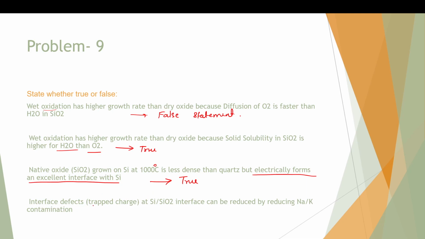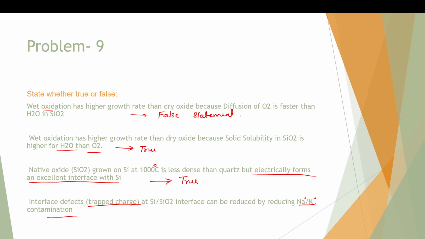Interface defects, that is trapped charge at the silicon dioxide interface, can be reduced by reducing sodium potassium contamination. So these are basically Na+ and K+ ions, right? These contaminations can come from improper wafer handling, or not cleaning properly, or even when you have cleaned properly, some trace ionic impurities might come. But are these really specific to the interface? No, right? These are most likely found in the bulk.